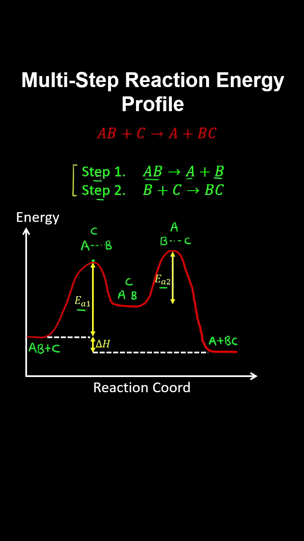So in step 1, bonds were broken and heat was added to the system, so this step is endothermic, and in step 2, bonds were formed and heat was expelled to the environment, so this is an exothermic process. And overall, the energy of the reactants is higher than the energy of the products, so the overall reaction is exothermic.